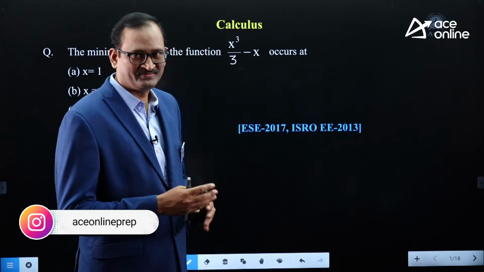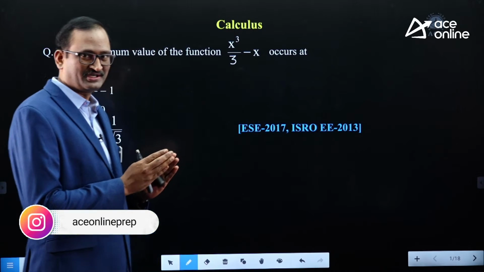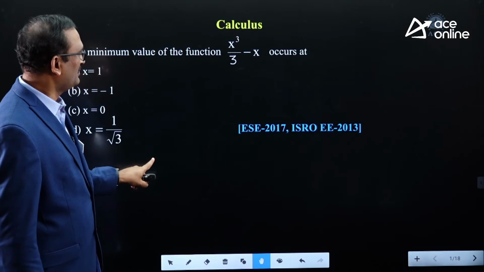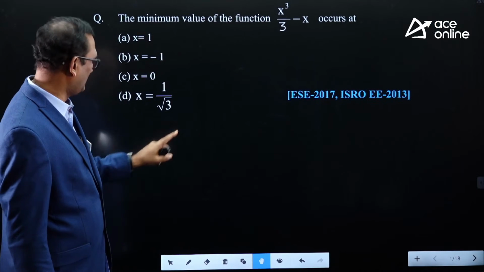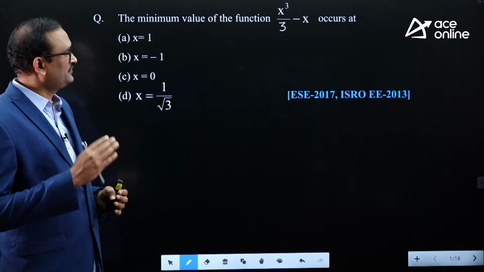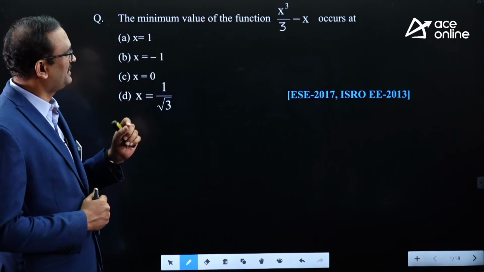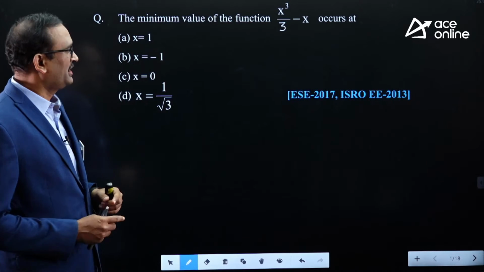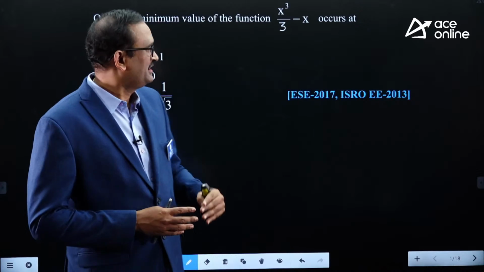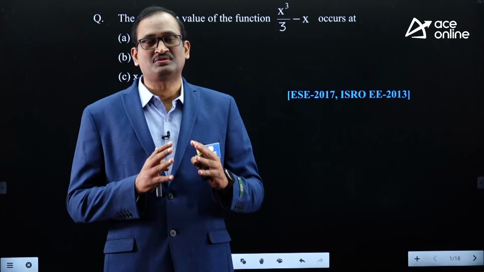We'll be doing problems; concepts and preparation strategy were already completed. Now we do problems regarding calculus, maxima and minima. The minimum value of the function x cube by 3 minus x occurs at. It was given in ESE prelims 2017 as well as ISRO exam electrical engineering 2013.